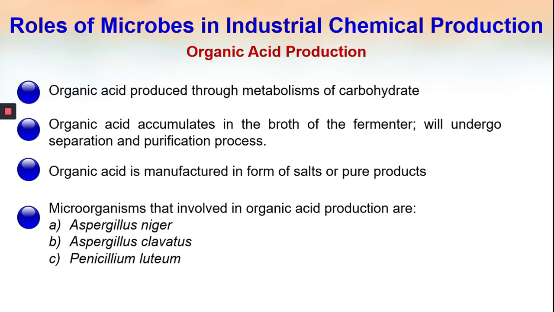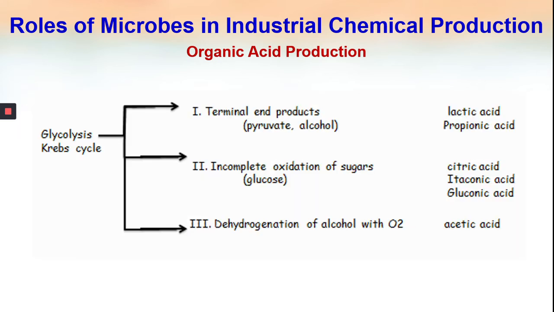Organic acid is produced through metabolism of carbohydrate, which is sugar. Organic acid accumulates in the broth of the fermenter and will undergo separation and purification processes. Some of the microorganisms that are commonly used during the production of organic acid are Aspergillus niger, Aspergillus clavatus, and Penicillium luteum.